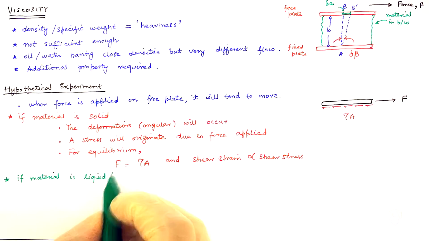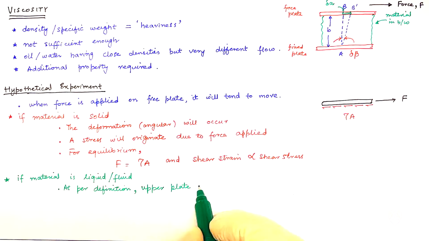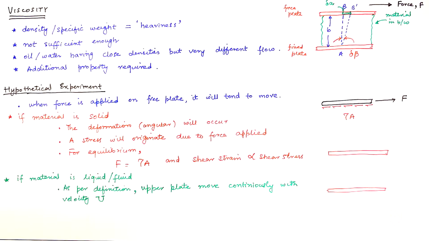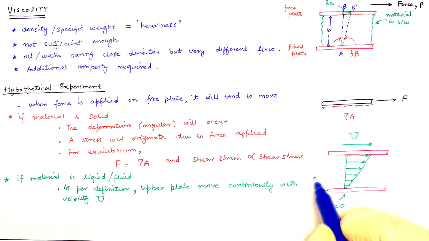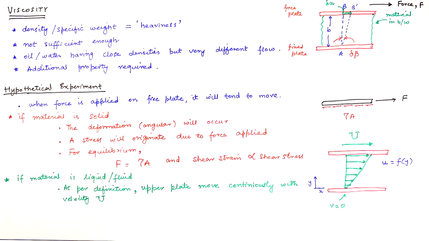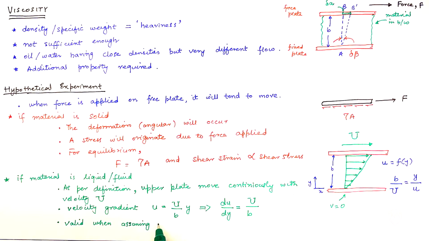But if the material is liquid or fluid, as per the definition of a fluid, the upper plate moves continuously with velocity u. At the same time the lower fixed plate is at zero velocity. A gradient is formed from one plate to the other plate. This shows that velocity u is a function of y, or the lateral direction. This helps us quantify the velocity gradient as u equals u over b y, which implies du over dy equals u over b. Keep note that this is valid when assuming the fluid sticks to the plates, the no slip condition.